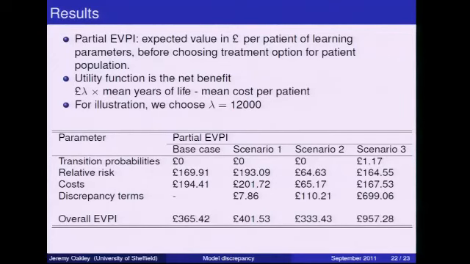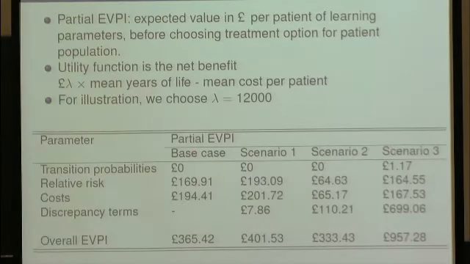So if we start with this one, this is where we're pretending that our model is perfect. So we've got this overall decision uncertainty, where if we could learn all our inputs, that's got in some sense a value of £365 per patient in terms of avoiding a bad decision. And we can break it down into, would it be worth learning about our uncertain transition probabilities or the relative risks or the uncertain cost parameters, and we find out that these things are important.